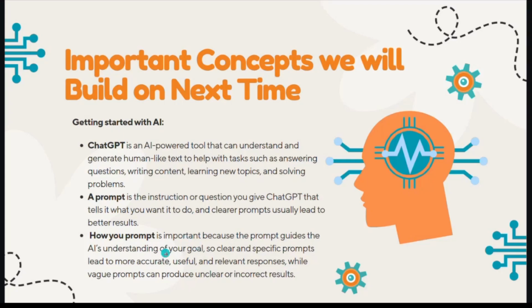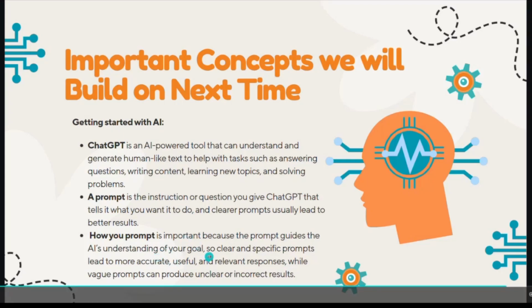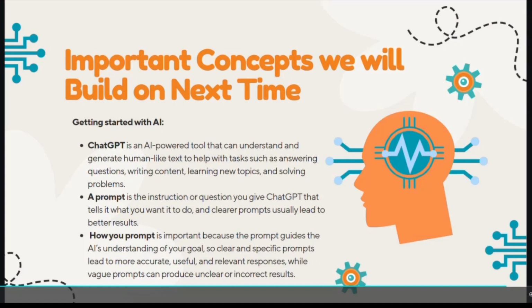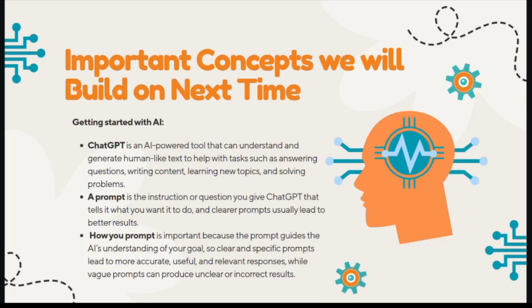So how you prompt is important because it guides AI's understanding of what your goal is. Clear and specific prompts will lead to more accurate, useful, and relevant responses. If you just put in very vague prompts, it will give you unclear or incorrect results. Like Rolinda, I think your example is nice. You upload all your running stats into ChatGPT so that it can change the program accordingly, and it's got that context and that knowledge.